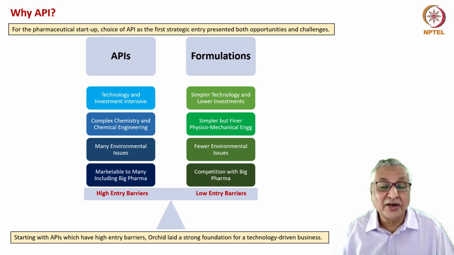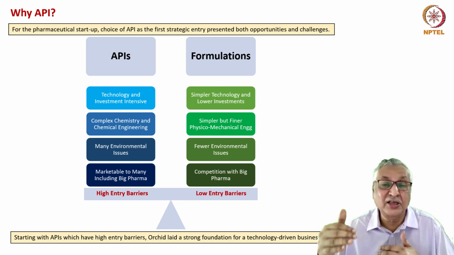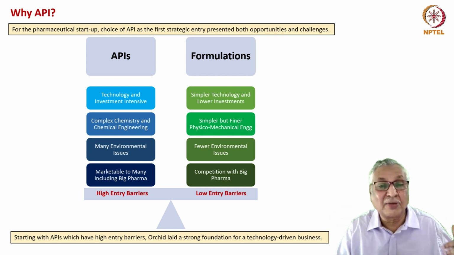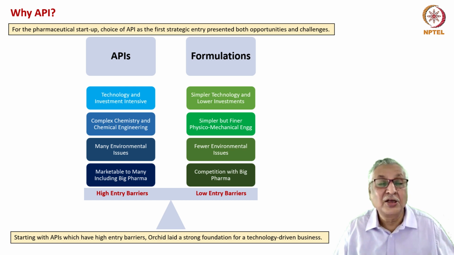And the APIs are marketable to many, including Big Pharma, because Big Pharma are the manufacturers of the ultimate medicines. The differentiation for Big Pharma lies in the formulation or the dosage form and not in the supportive API. Therefore, while being a manufacturer of APIs, you can also link yourself with the fortunes of the Big Pharma, which could be huge. And high entry barriers, therefore, is the characteristic of the API business vertical.